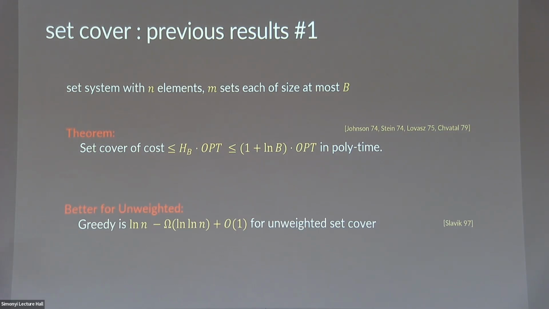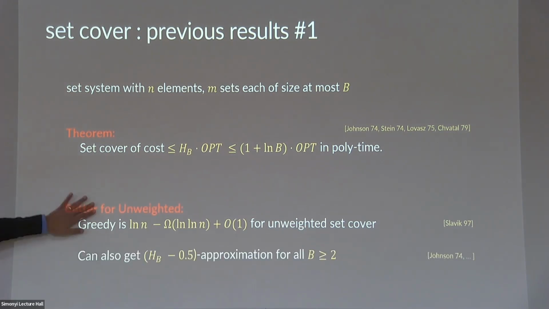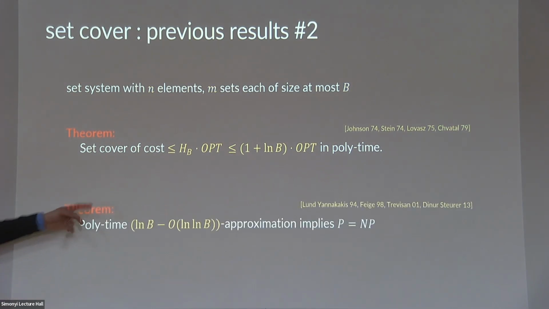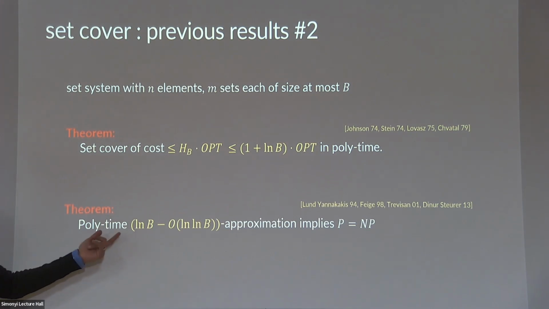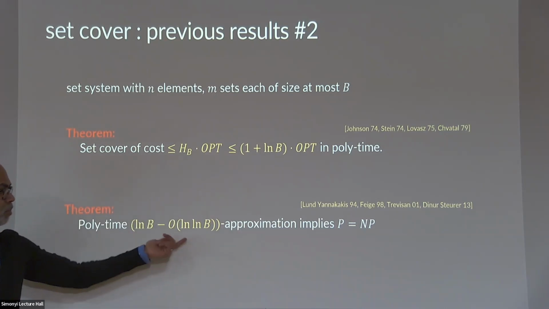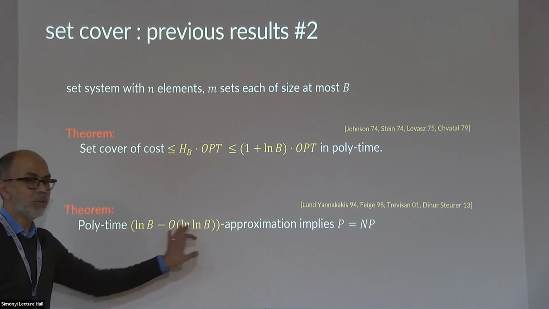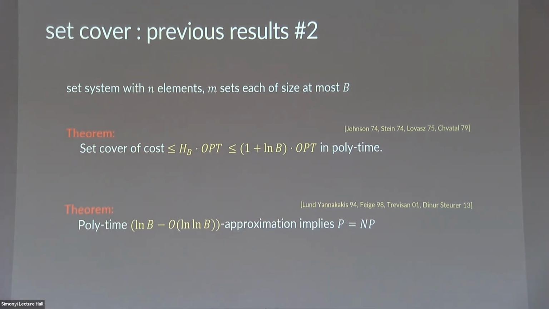We can do something better for unweighted systems, but let me not bother you too much with that. The point I want to tell you is that this is pretty much tight. In polynomial time, if you can do better than log b, pretty much the upper bound minus a log log term, then P equals NP. So this problem is pretty much solved. One thing we don't know is this factor out here. Where is the truth of the situation? But pretty much log approximations are the best we can do, and log approximation is what we do.